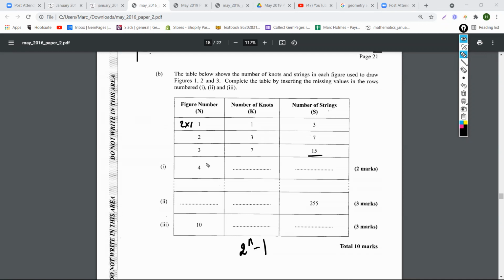7 times 2, 14 plus 1, 15. Right? So everything you multiply by 2 and add 1. That's what you're trying to say. And this is the opposite, where it's 2n minus 1. Where it would be 4 times 2 equals 8 minus 1 gives you 7. You then take that number, multiply it by 2 and add 1. That's how you get the pattern.